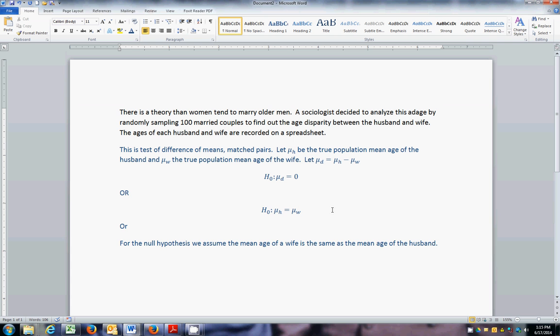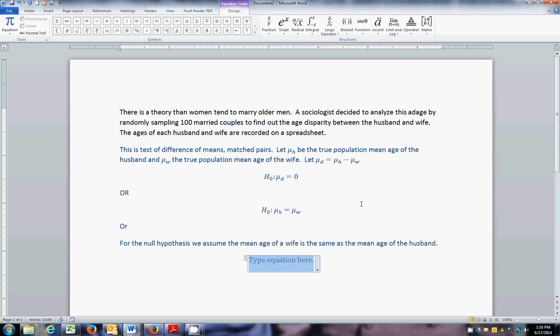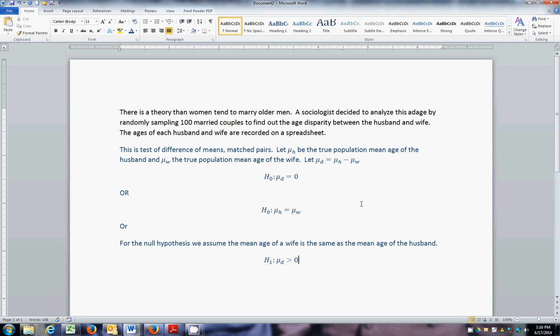And what about the alternative hypothesis? We're testing a theory that women tend to marry older men. And that's the reason why for the difference I put mu h minus mu sub w, because that works pretty well with our alternative hypothesis. I'm going to assume my difference in this case is greater than 0. So our alternative hypothesis is that this is bigger than 0. And if we write this out, this is that the mean age of the husband minus the mean age of the wife is greater than 0.